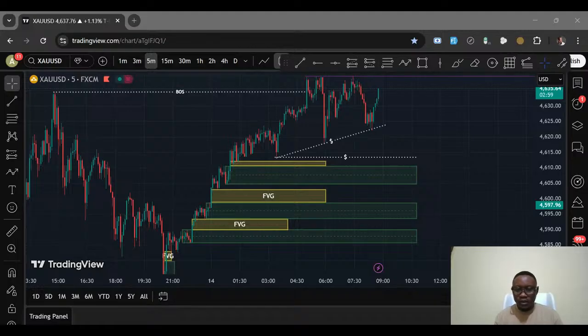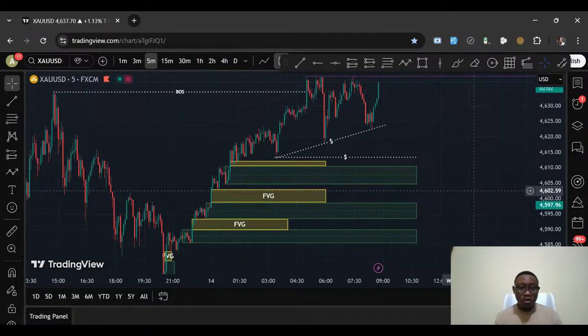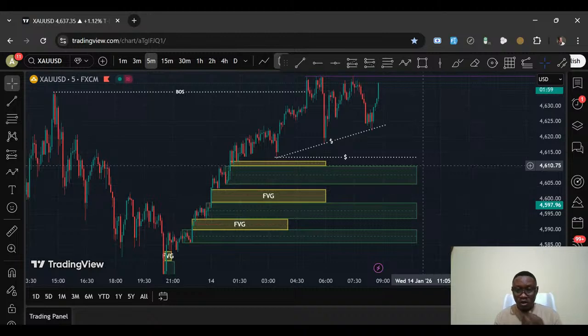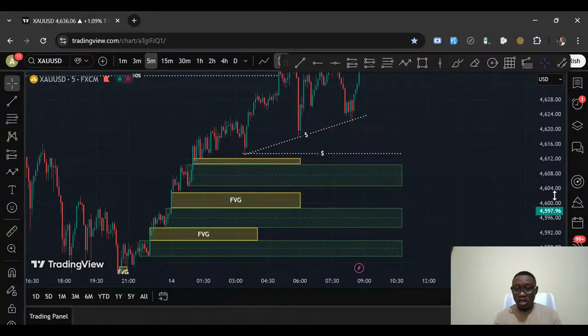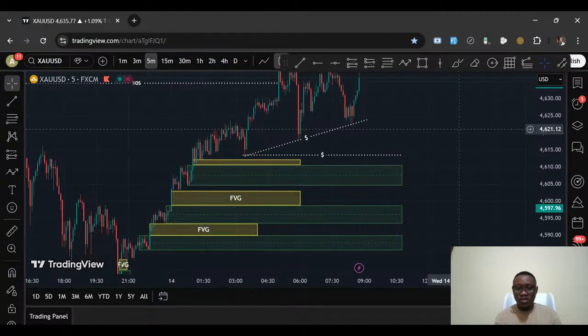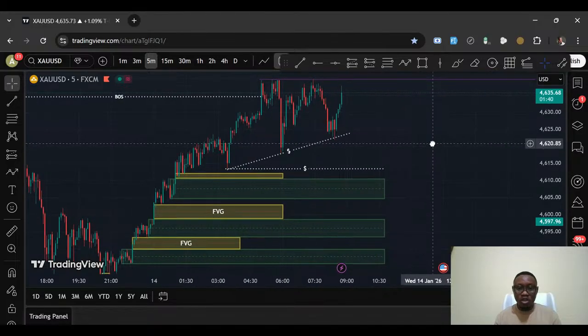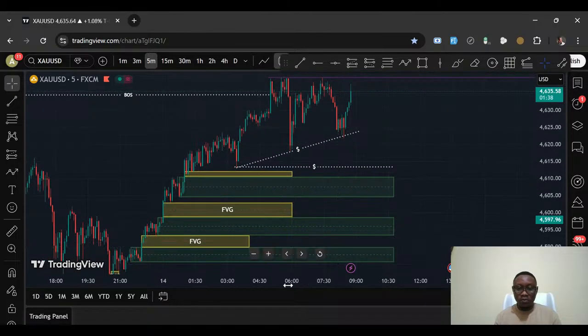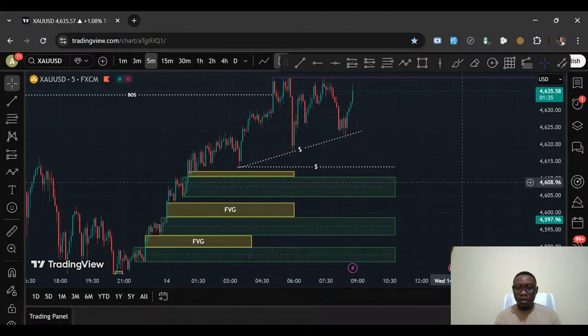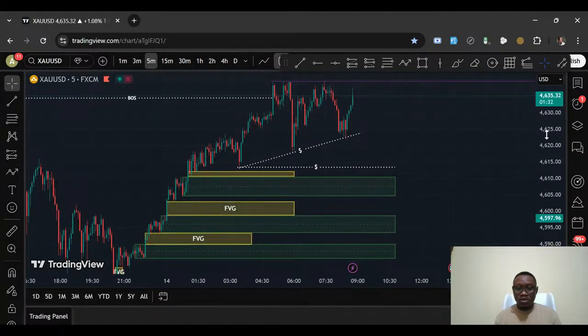All right. So now on the 5 minute time frame, we've been able to drill down our order block zones to the 5 minute time frame. Like I've said earlier, this is where patience separates gamblers from professional traders. You have to wait for price to tap into your zone before you execute your trade.